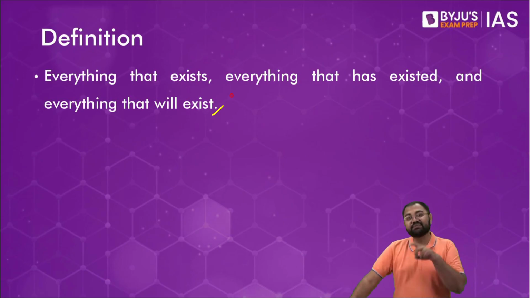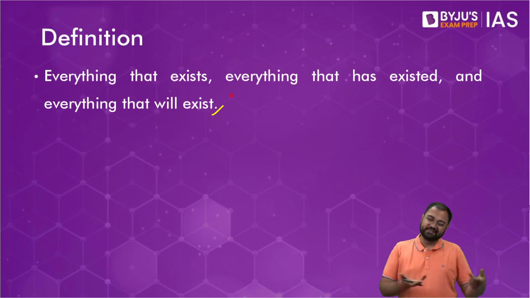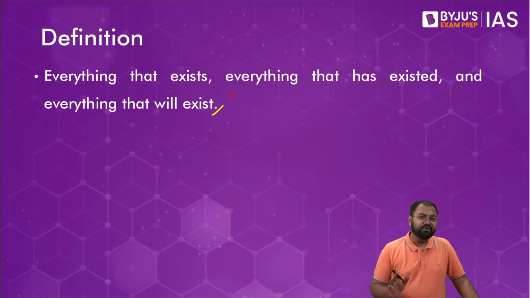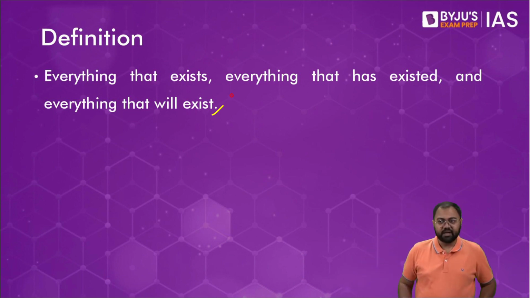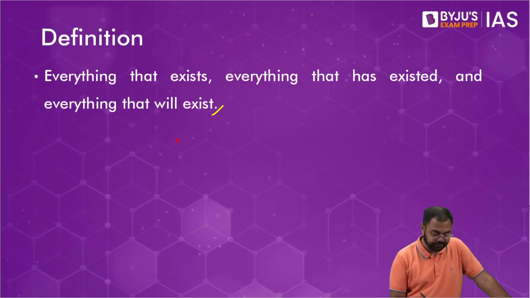And interestingly, we are talking about the past and the future as well. We are not just saying that everything that exists is a part of the universe. No, we are saying that everything that exists, yes, everything that will exist, and everything that has existed, all these things are a part of the universe. Now, why do we say that? And how do I explain that the past and the future are also a part of the universe? There is a simple explanation to it, and I'm very sure most of you have heard of it.